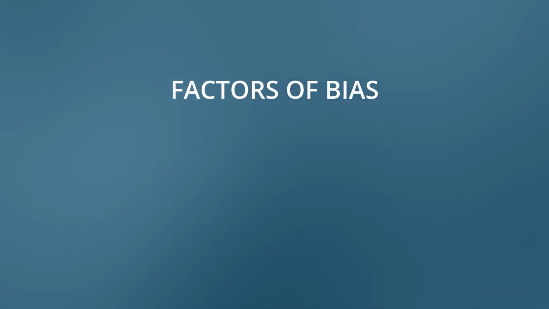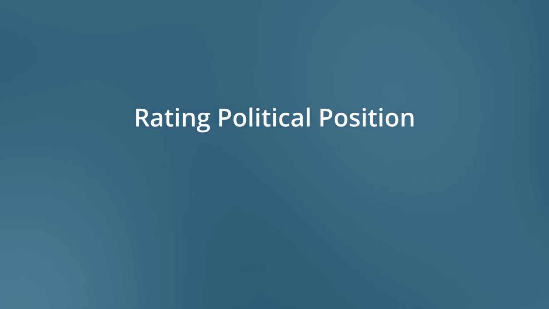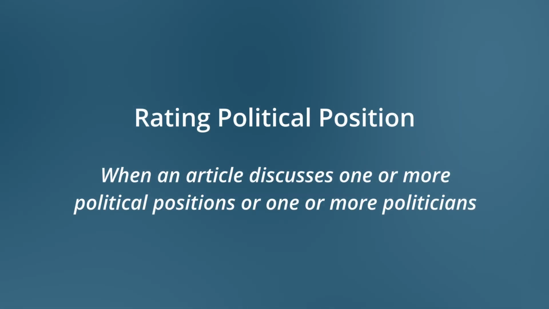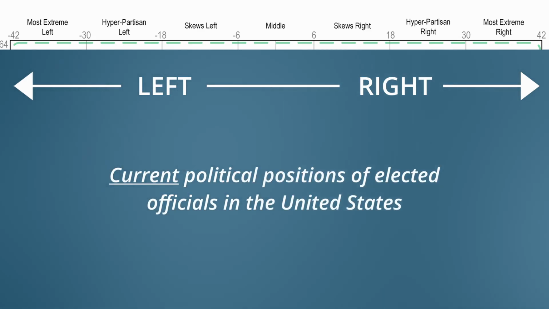Our full methodology uses 3 sub-factors to help us determine which category an article falls into: political position, language, and comparison. You might find a political position bias when the article discusses one or more political positions or one or more politicians. Political positions change over time, so it is important to note that the left-right axis of the chart reflects the current political positions of elected officials in the United States. It's helpful to have a basic understanding of what constitutes left and right in current US politics.